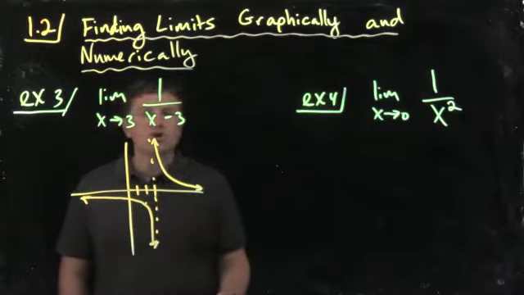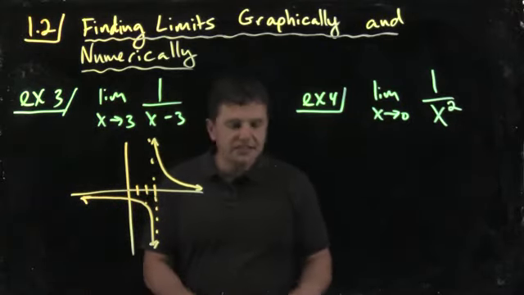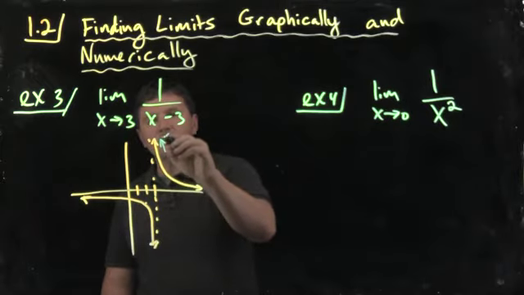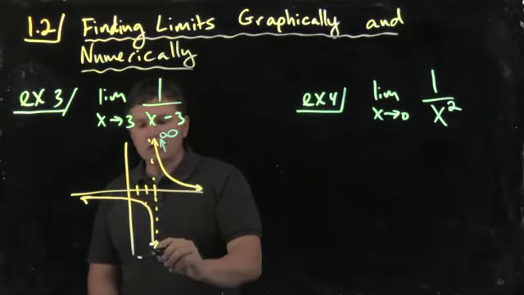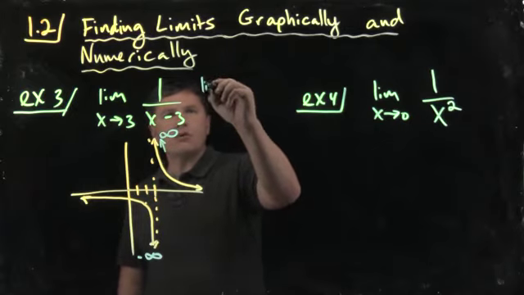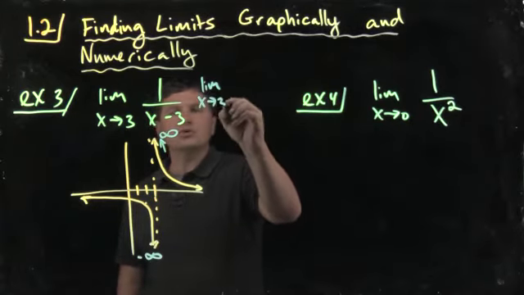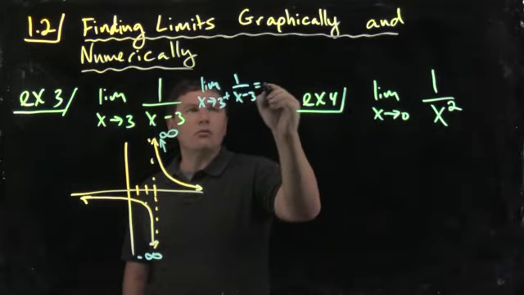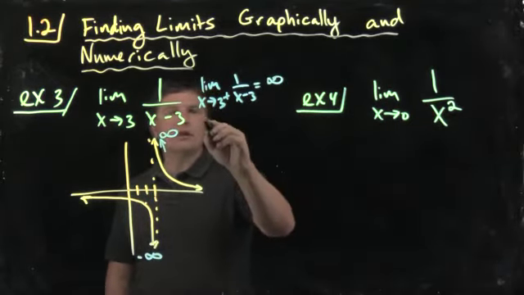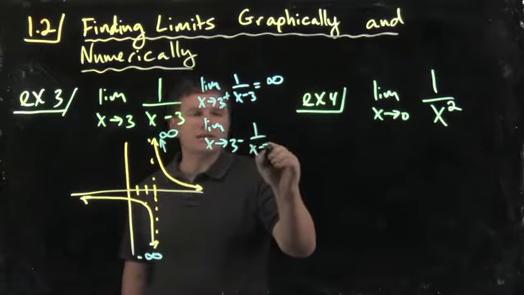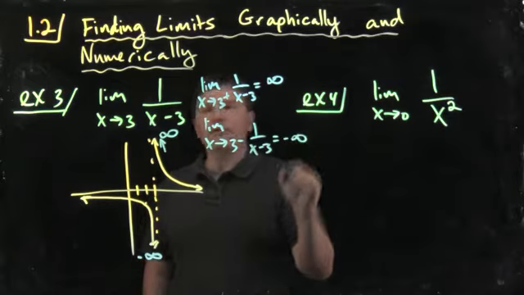Okay. So once again, what is this thing approaching from the right? Well, it's not approaching a particular number, it's approaching infinity. From the left, it's approaching negative infinity. So once again, using that notation I talked about before, the limit as x approaches 3 from the right of 1 over x minus 3, we would say is infinity. The limit as x approaches 3 from the left of 1 over x minus 3 is equal to negative infinity.